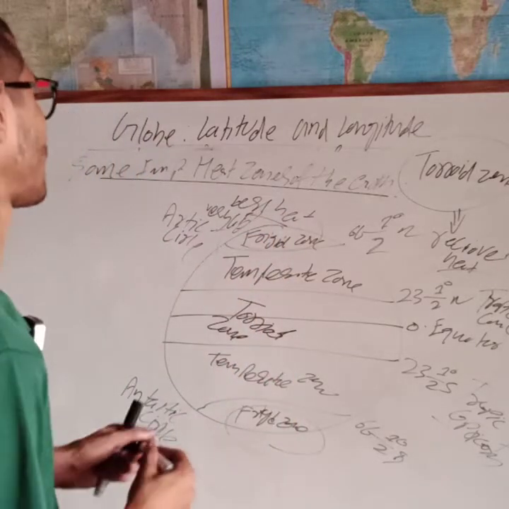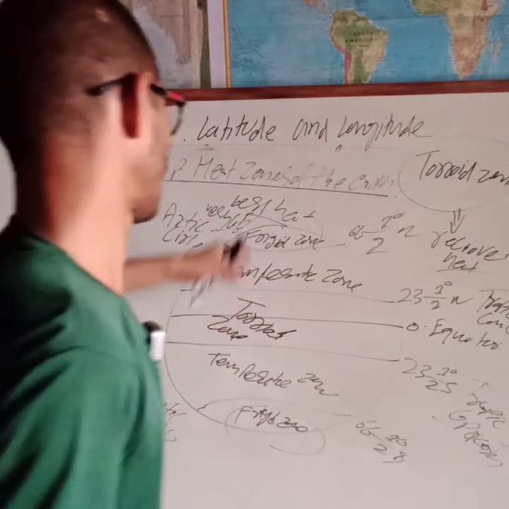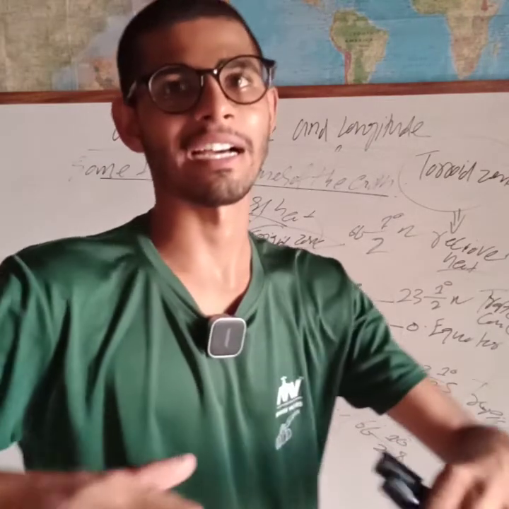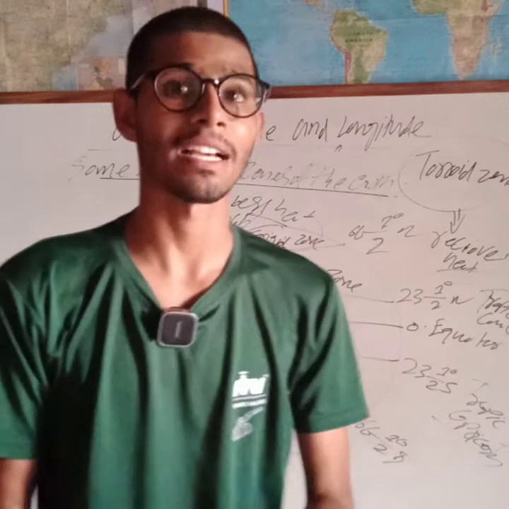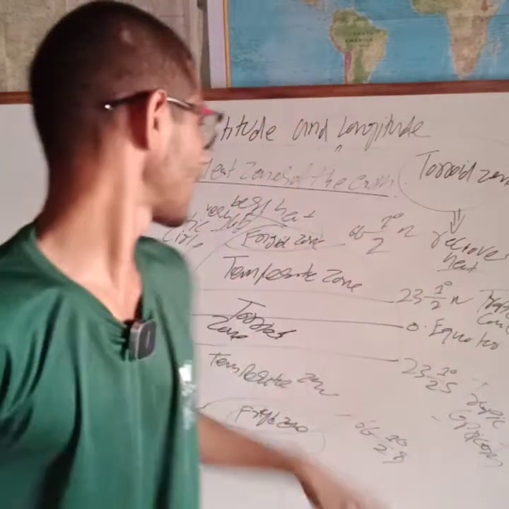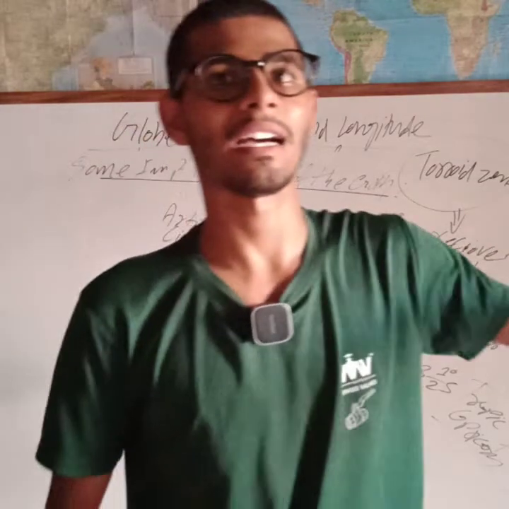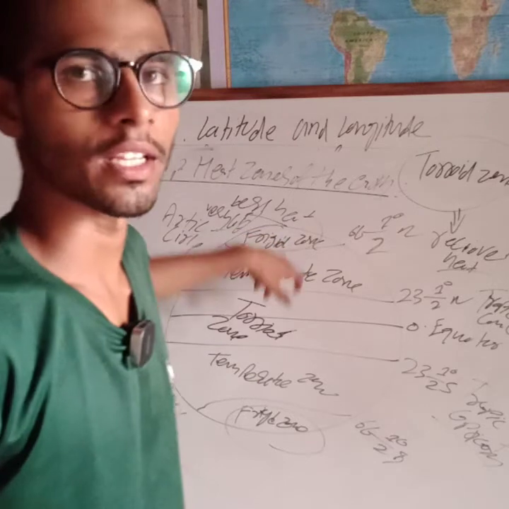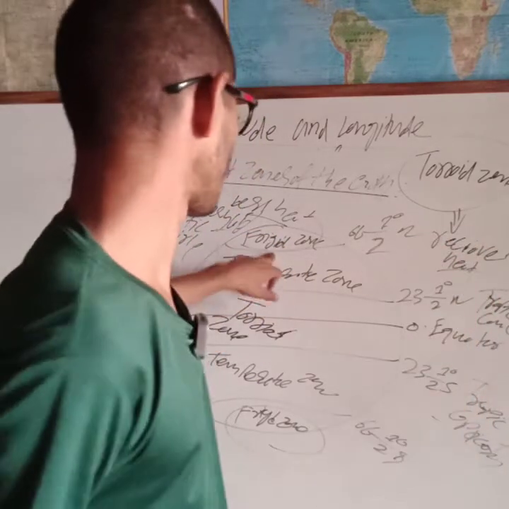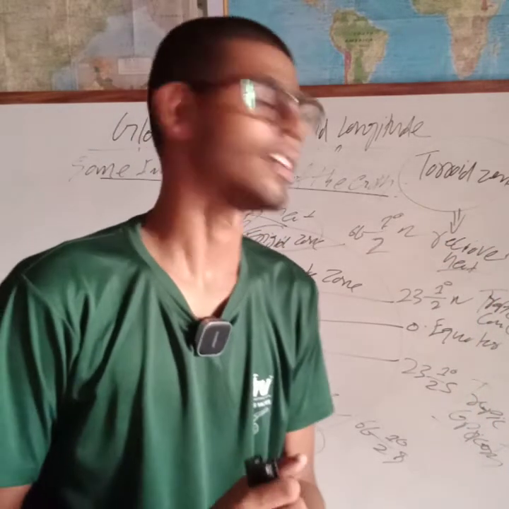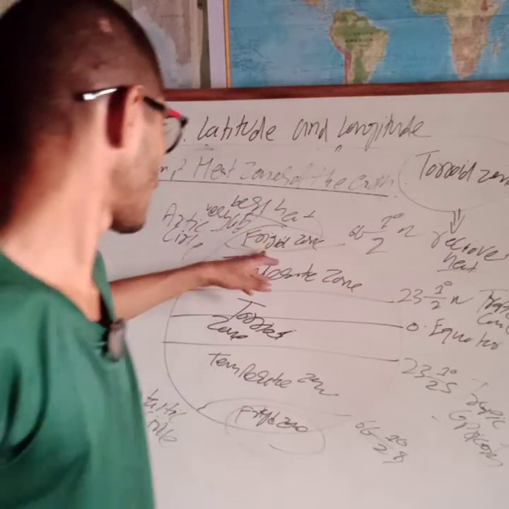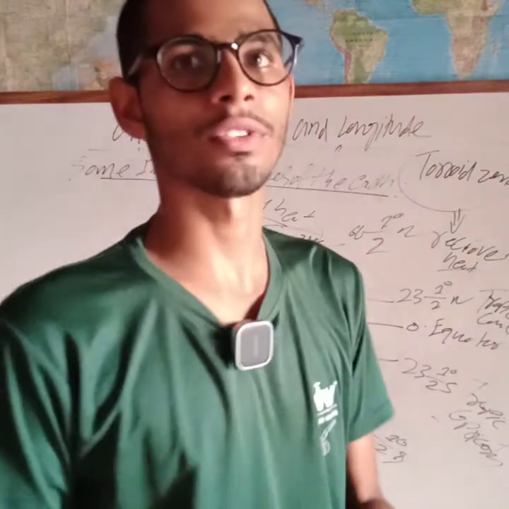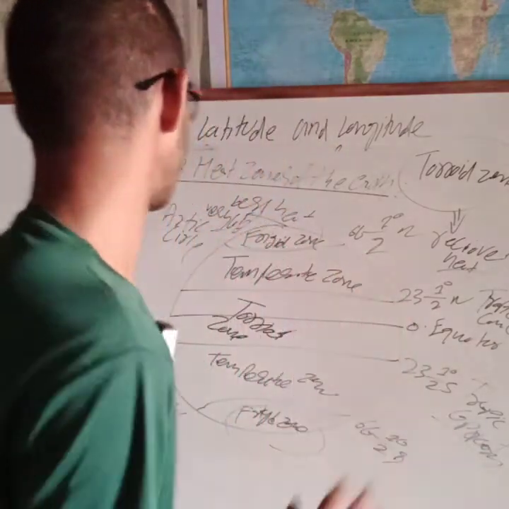So this is about the important heat zones of the earth: the torrid zone, where the amount of heat received is maximum, and then comes the temperate. As we go from the equator towards the poles, whether it is the north pole or the south pole, the amount of heat received starts decreasing. Fine.